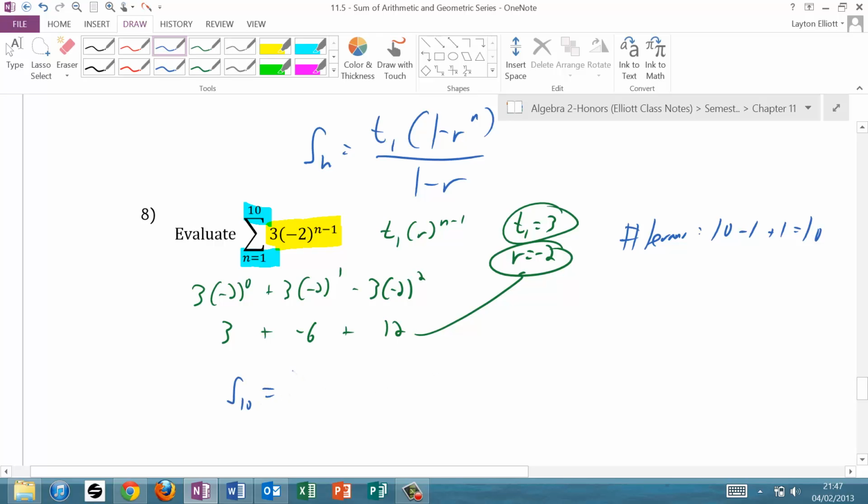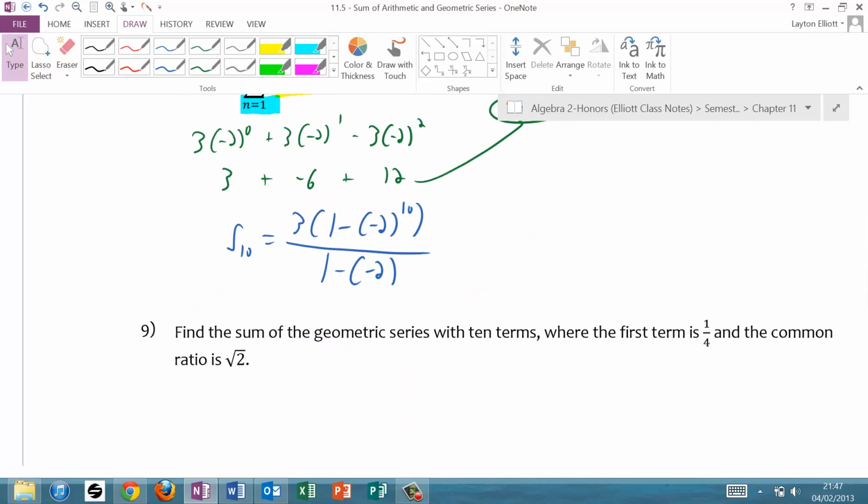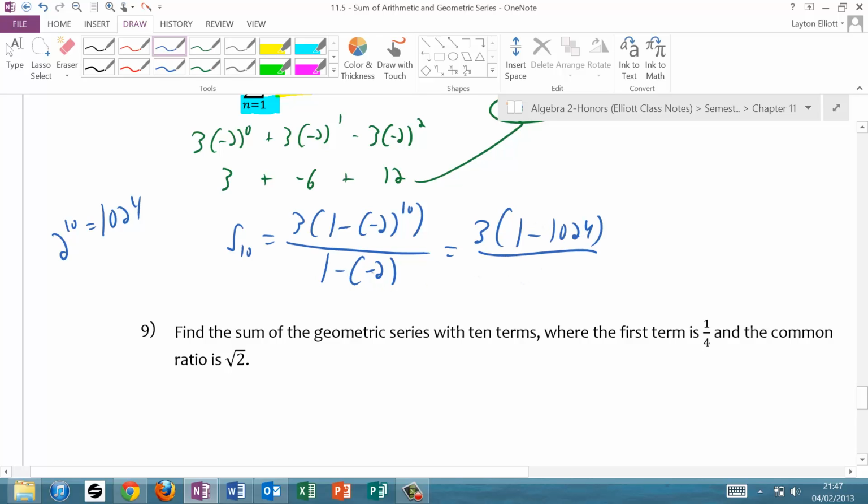T of 1, 1 minus r to the nth power, n is 10, over 1 minus r. Parentheses are really important here. Okay, now let's follow this. We got 3 in front. 1 minus, order of operations says negative 2 to the 10th power. We talked a few days ago that 2 to the 10th you should memorize is 1024. 2 to the 10, 1024. 1 minus 1024 over, then I have 1 plus 2. The 3's are going to cancel, and I get 1 minus 1024, or negative 1023 for my sum.